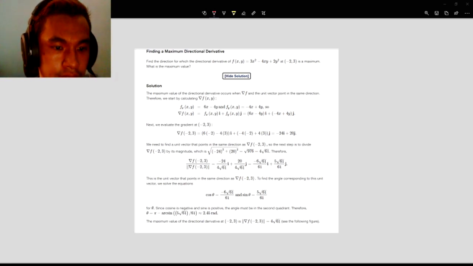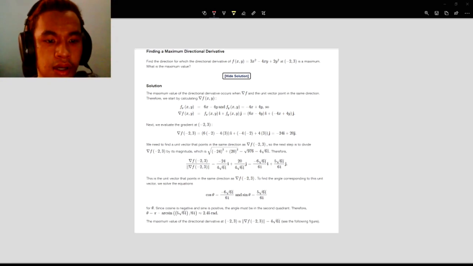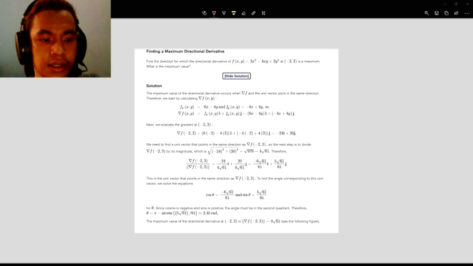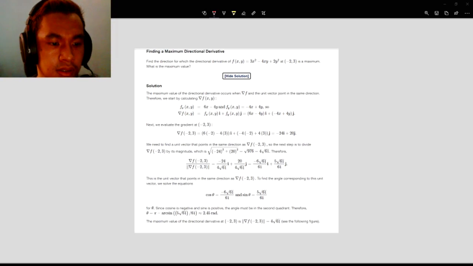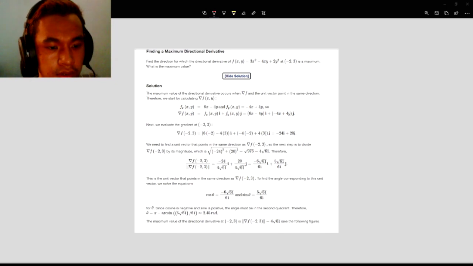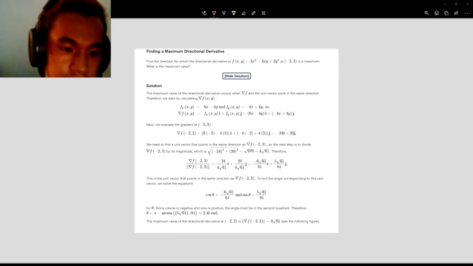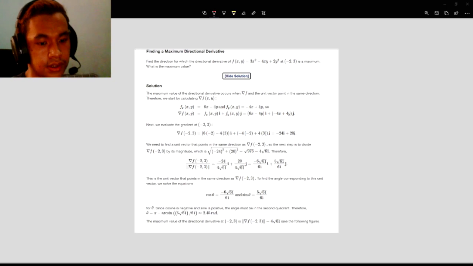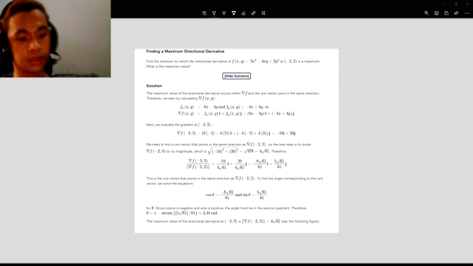After evaluating, we need to find a unit vector that points in the same direction as the gradient. The next step is to divide it by its magnitude, which is like this. After that, to find the angle corresponding to this unit vector, we solve the equation using cos theta equals -6 root 61 over 61 and sin theta equals 5 root 61 over 61.